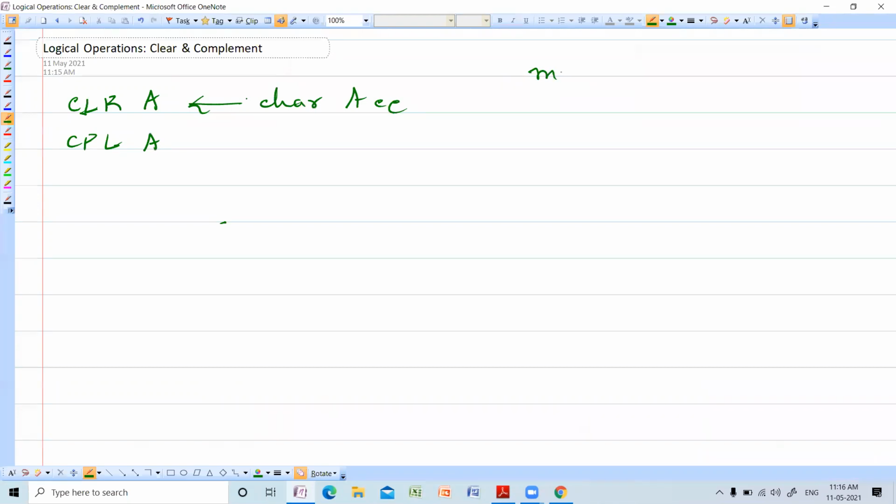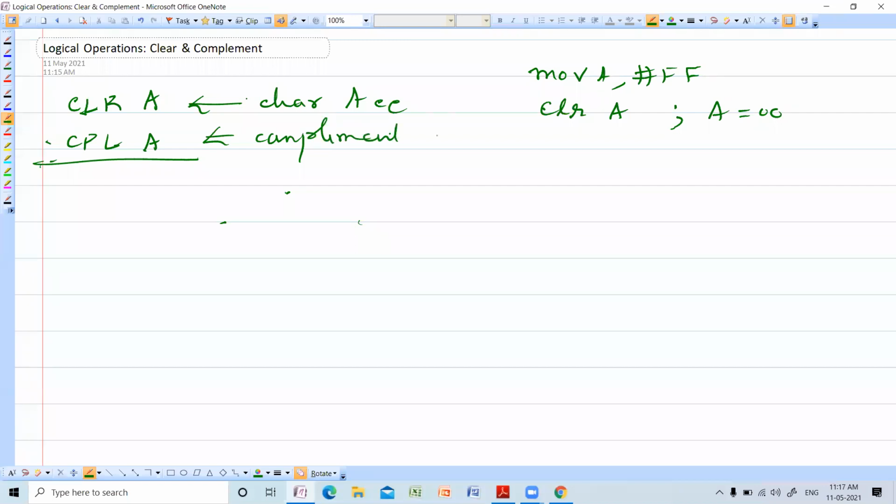Suppose the accumulator has #FF, all ones. Immediately, if you write CLRA, A becomes 00. So it clears the bits of the accumulator. CPLA means it performs the one's complement, it complements the accumulator. So this is complement accumulator.